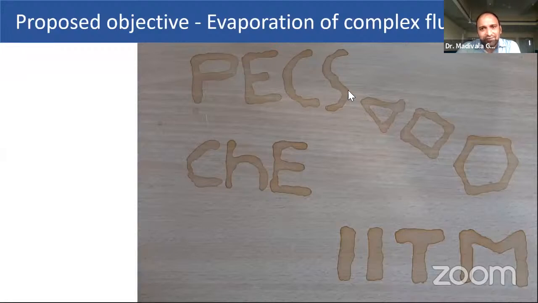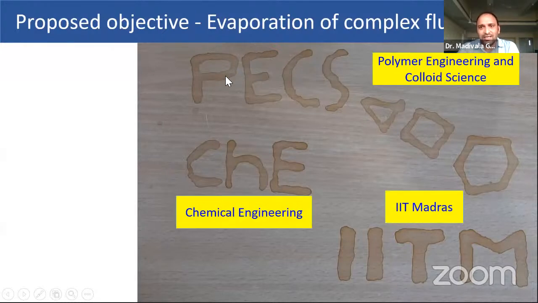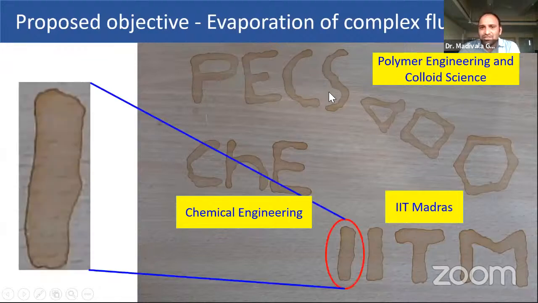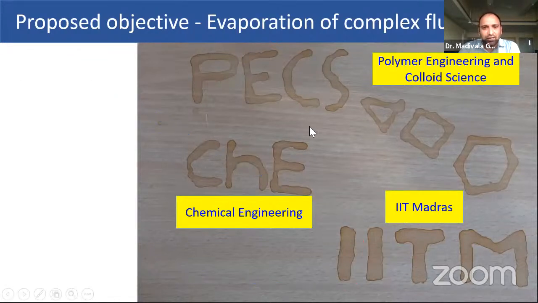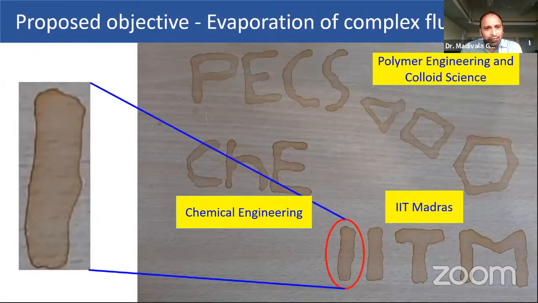So if you look at the patterns that result when you evaporate, for example, coffee, that's the example that I've taken here. So what you see is I've done some experiments at home, wherein I've put these coffee drops in a specific letter form. This is actually PECS, which stands for the lab that I work in, chemical engineering, CHE, at IIT Madras. So what is interesting about these patterns is that if you carefully look at them, you see that the edge of the pattern that is left behind after the evaporation of the fluid appears darker compared to the interior region.